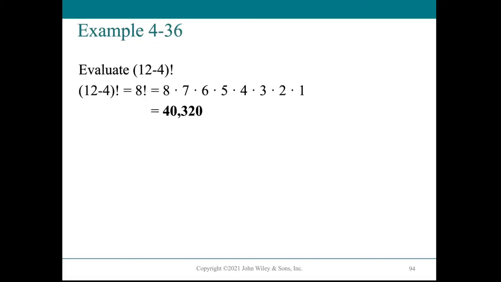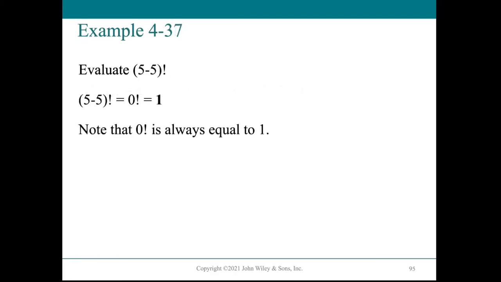So how about 12 minus 4 in parentheses, factorial? Of course, as with all other rules in mathematics, it's the PEMDAS rule. Do the operation inside the parentheses first. So 12 minus 4 is 8, and that is your factorial. So count down from 8 until 1. So 5 minus 5 is 0 factorial, and by definition, 0 factorial is always equal to 1.